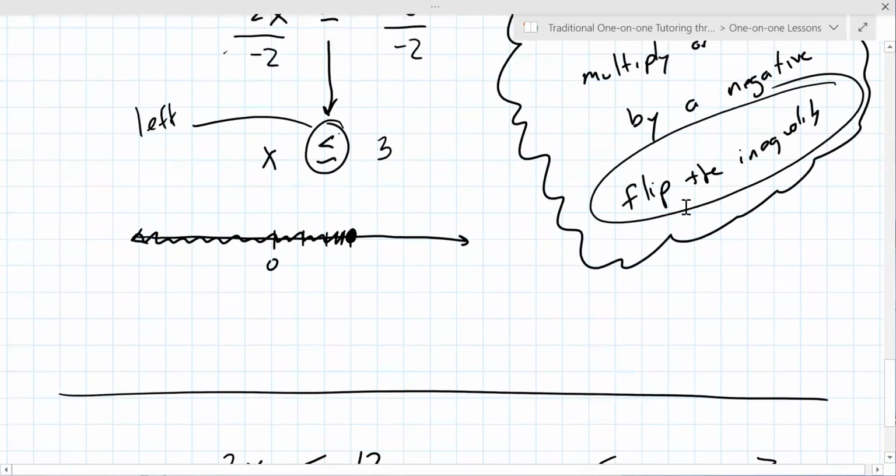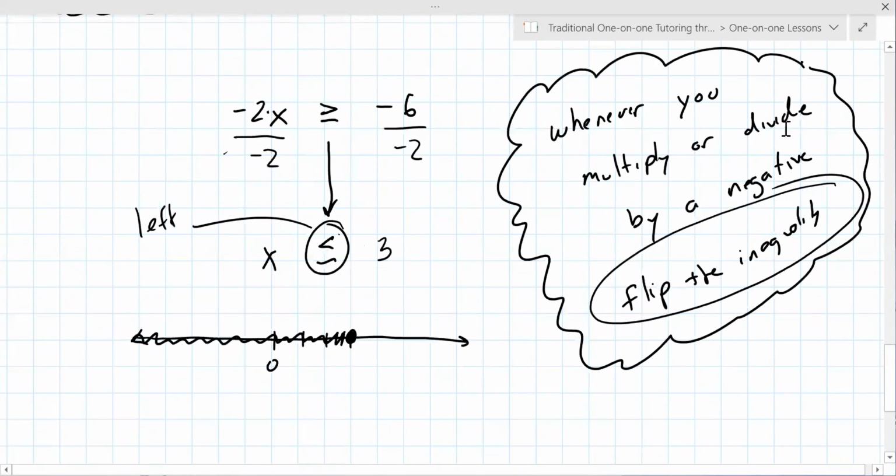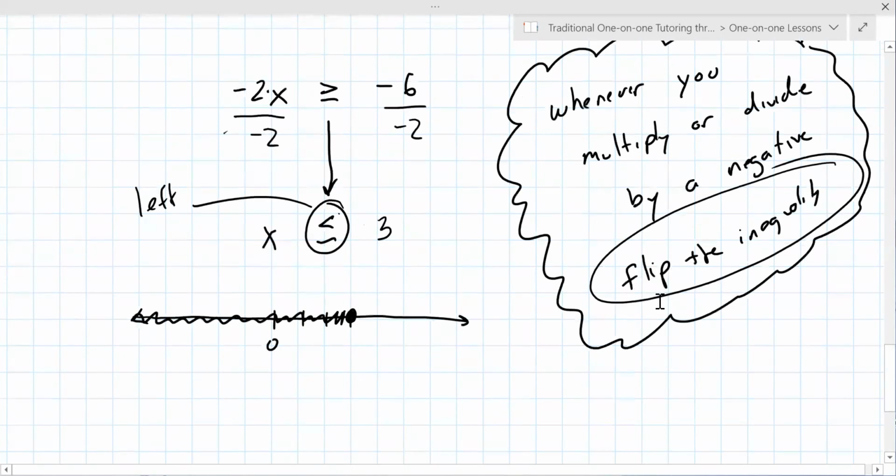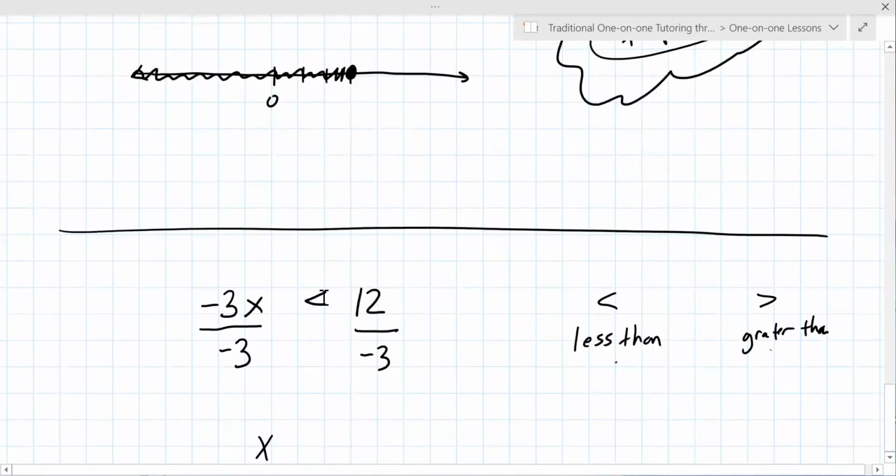Let's go back up and read this. Whenever you multiply or divide by a negative, what do you do? You could say switch the inequality, flip the inequality. Switch, flip, whatever you want. So it's currently less than. So what should it be? You can't say greater than to less than, because you're saying both words. You have to say one or the other, greater than or less than. They're separate.